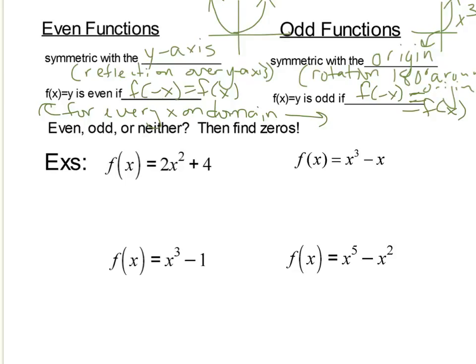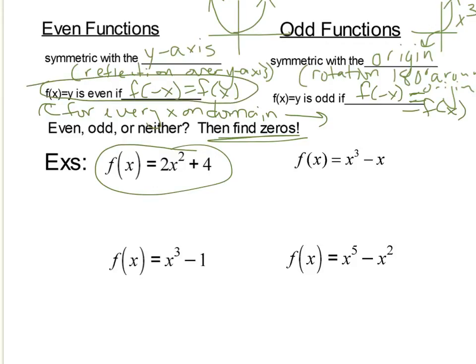Now, how do we tell? All right, and also it wants us to find zeros just so we can review how to do that. All right, so example. If I'm looking at this one, I go, oh, look at all those even numbers. Is it even? Probably is. All right, well, maybe, maybe not. So let's double check. Now, the definition is that it's even if f of the opposite of x is still equal to f of x.